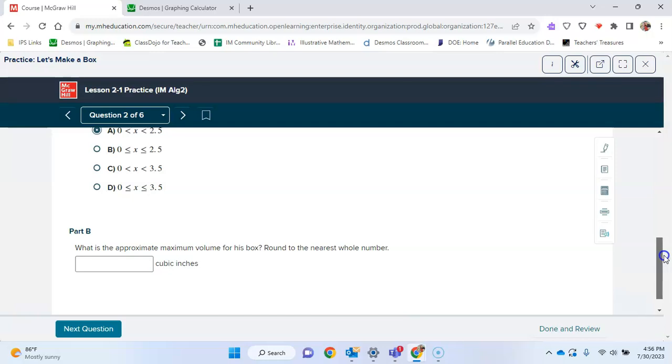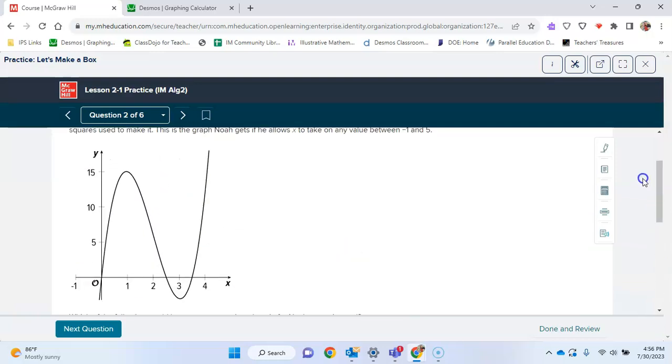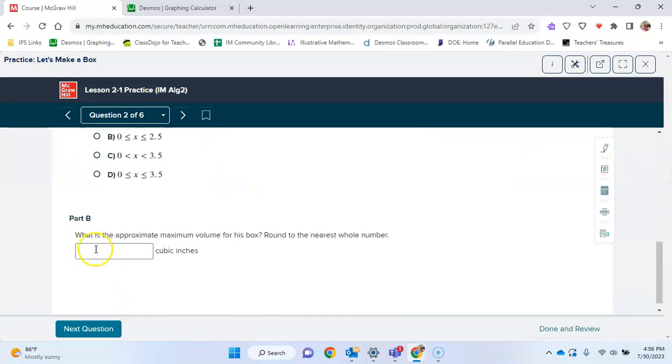Part B, what is the approximate maximum volume for his box? Round to the nearest whole number. The maximum volume was about 15 cubic inches.